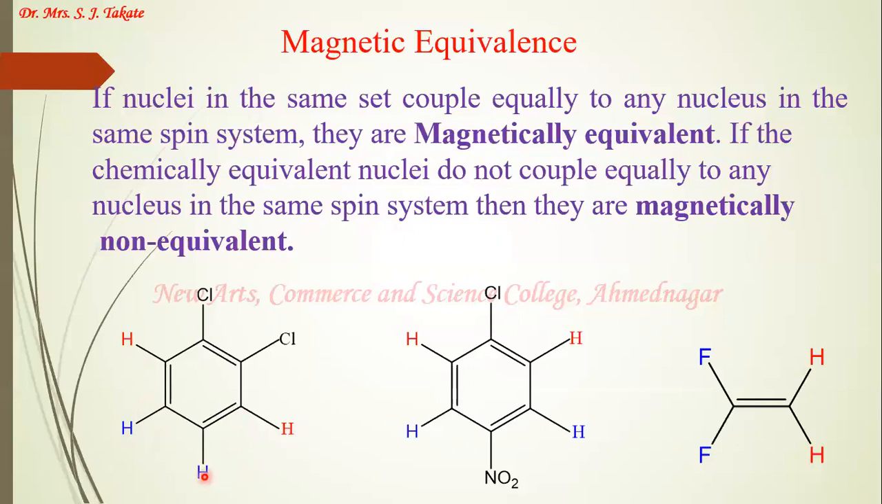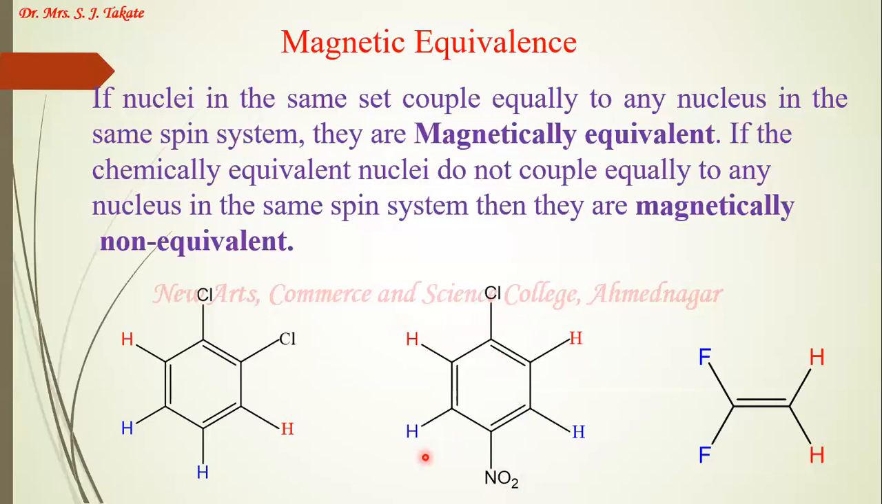Similarly, this proton is ortho to this blue proton, but this red proton is meta to this blue proton. So this means that these red protons are chemically equivalent, but magnetically non-equivalent. In this case also, the two blue protons are chemically equivalent, but they are magnetically non-equivalent. Now take this example, a para disubstituted benzene ring. Two red protons are chemically equivalent. Their chemical surrounding is the same, and two blue protons are chemically equivalent.